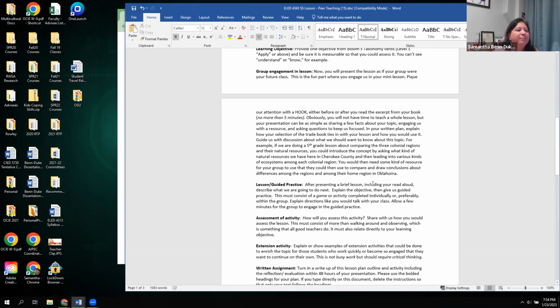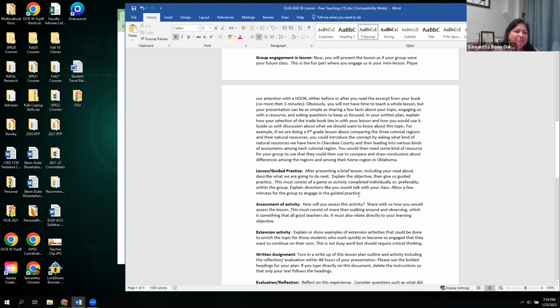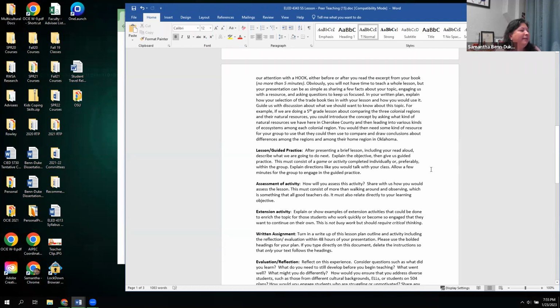You're going to present a brief lesson, and it can be just 2 or 3 minutes, but you are teaching a concept. And then you're going to let your group know what they're going to do next, a guided activity. And this should be some kind of a game or activity that would allow them to collaborate, or maybe you want them to complete it individually, but you would give them directions as though you would give them directions to an elementary class. So you would give them a few minutes to work on that.